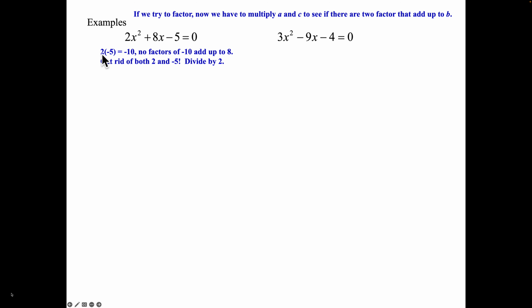So now both numbers are the problem I need to get rid of. Okay, well, let's see. Order of operations for simplifying. Multiplication happens before subtraction. So we're going to divide everybody by 2. 2x squared divided by 2, 8x divided by 2, minus 5 divided by 2, and 0 divided by, wait a minute, 0 divided by 2, that will always stay at 0. Okay, boom, there it is. Okay, now I have a 1 in front of my x squared.